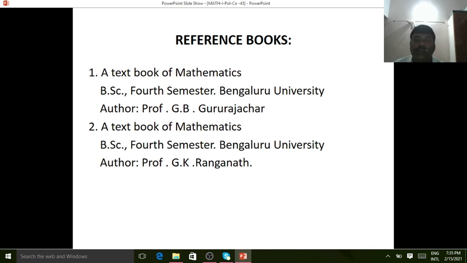So these are the reference books for this session.